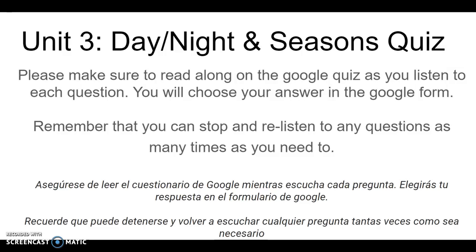Question number 1. What causes day and night on Earth? The 23.5-degree tilt on the Earth's axis, the rotation of the Earth on its axis, the Earth revolving around the Sun, or the Sun going around the Moon. Number 2. How long does it take for the Earth to make one complete revolution around the Sun? 24 hours, 7 days, 1 month, 1 year.